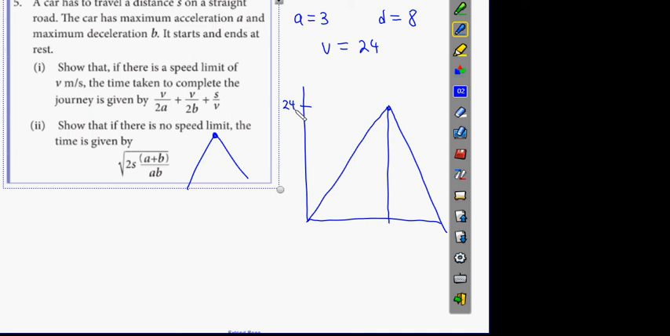So if I was to use V equals U plus AT, or I could use tan X equals 24 over T1, whichever one you want. So if I was to use V equals U plus AT, it'd be 0 plus 3T equals 24, T equals 8. So T1 equals 8. Opposite way around, T2 will be equal to 3. And we can figure out the times quite easily from that.